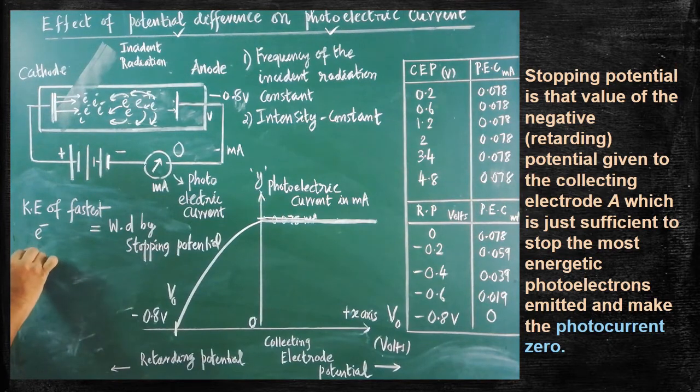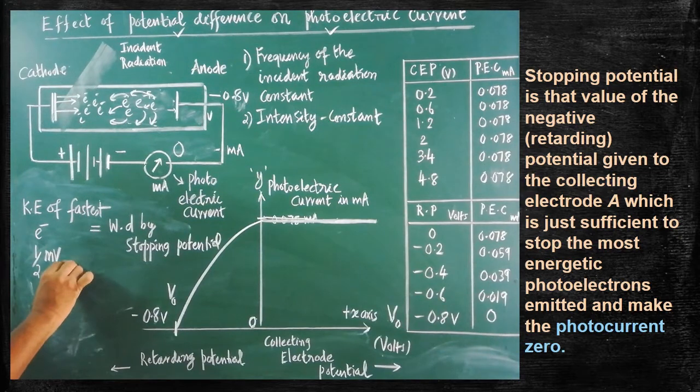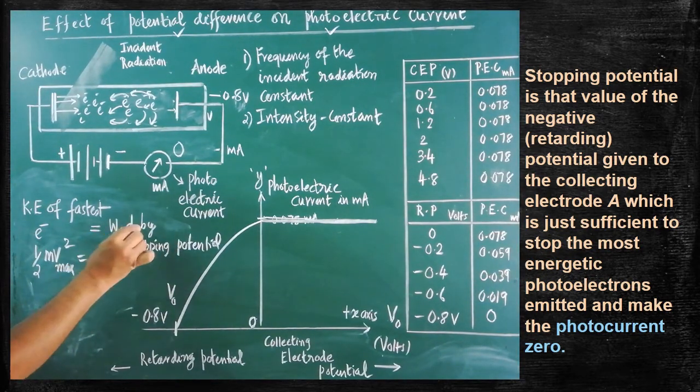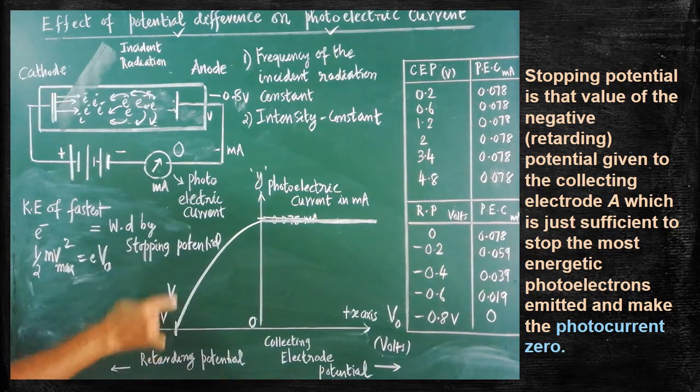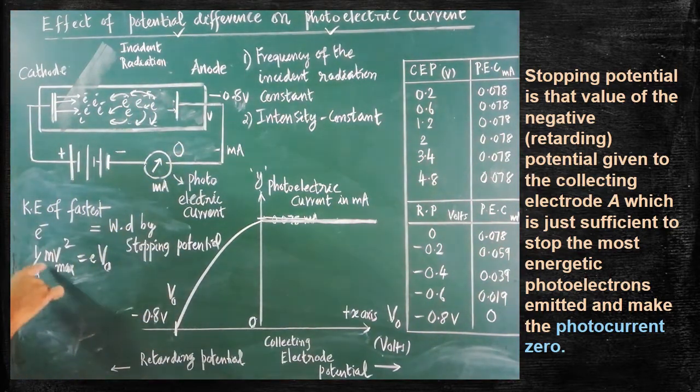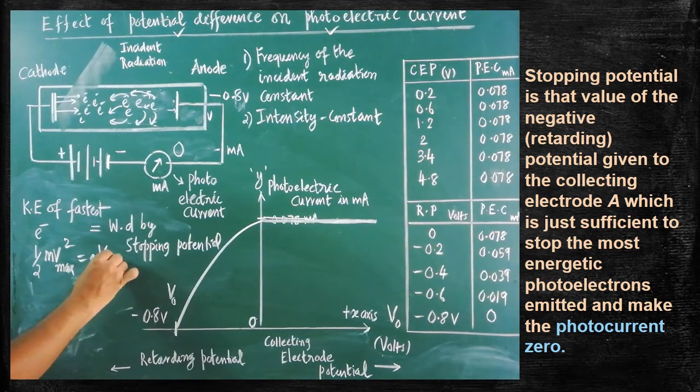Kinetic energy can be written as half m v max square. The electron which possesses the maximum kinetic energy should possess the maximum velocity also. Therefore, half m v max square should be equal to the work done by the stopping potential. How will you write the formula for work done by the stopping potential? That can be written as eV0, the electron charge into the potential applied to the anode. Are you clear? Half m v max square is equal to eV0. So this is the formula. By using this, plenty of problems will be asked.